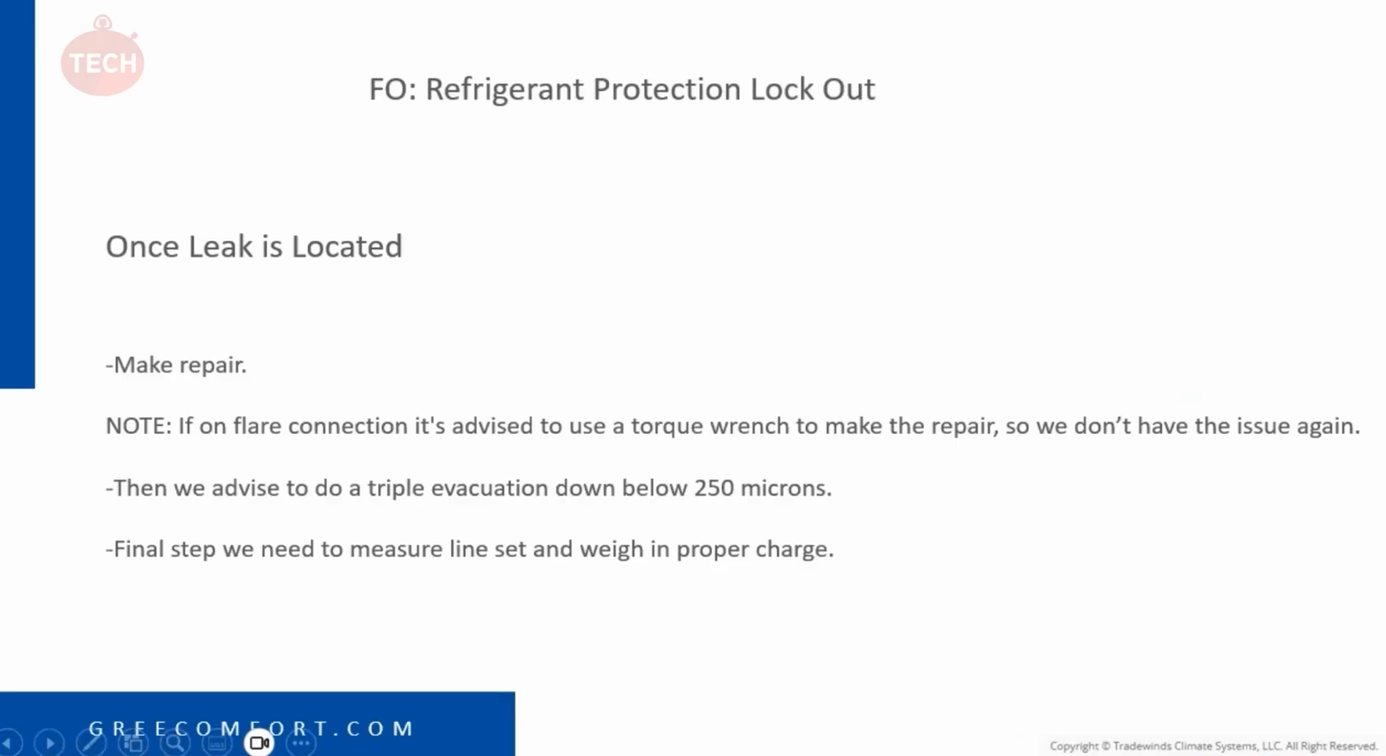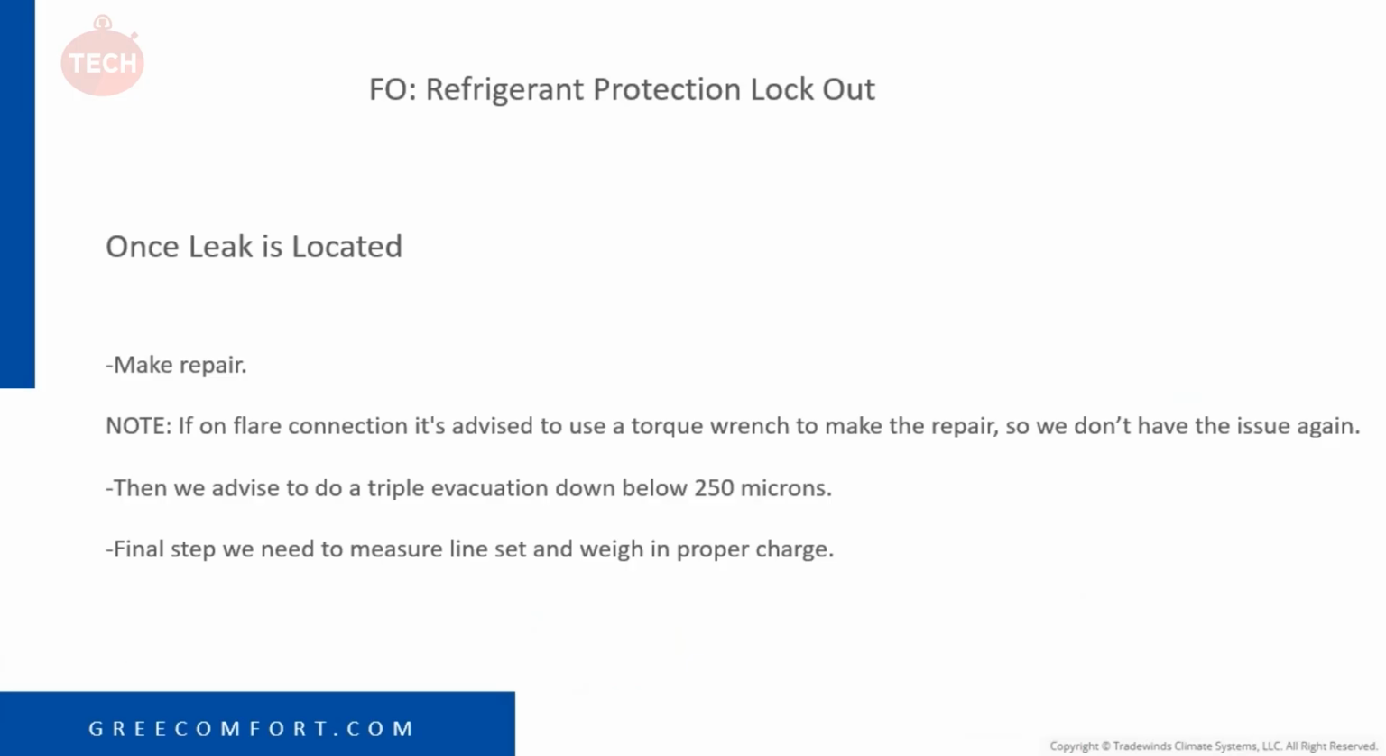Again, most contractors that call in that have leaks are not using those. So again, use a flare gauge to make the proper flare. Use a torque wrench to make sure that it's torqued properly. All right, so once the leak is located, obviously we want to make that repair. If the leak is on the flare connection, use a torque wrench, which I did say earlier, to prevent that issue from happening again.